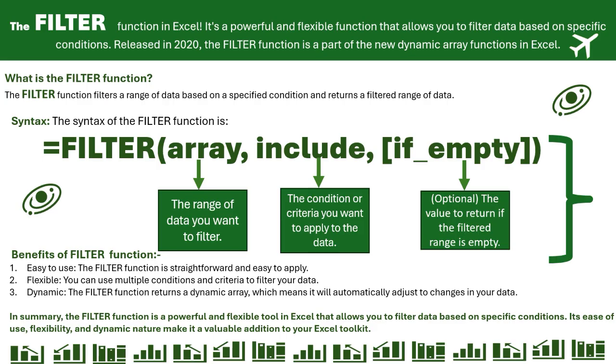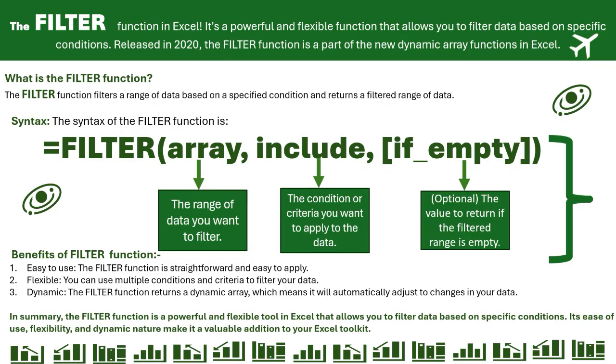Its syntax is equals to FILTER, bracket start, array, comma, include, comma, if empty. It's an optional argument. So let's understand one by one. What is array? The range of data which you want to filter. Include is the condition or criteria which you want to apply to the data, and if empty is an optional argument, the value to return if the filtered range is empty.